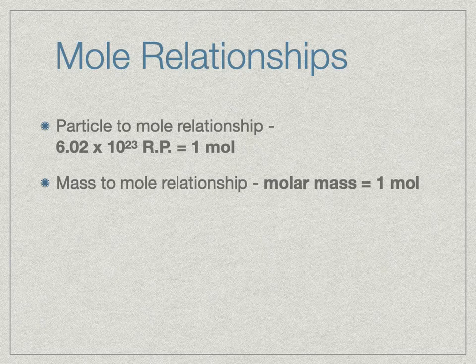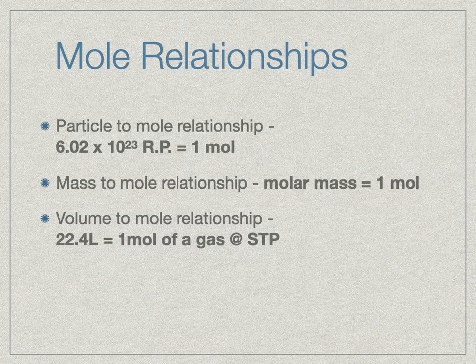The second one uses atomic masses off the periodic table. We know that the atomic mass, or the relative atomic mass on the periodic table in grams, is the molar mass, and that is 1 mole of a substance. So if you have the molar mass, you know how much 6.02 times 10 to the 23rd of that particular particle weighs. The third relationship is the volume to mass relationship, which only applies to gases.